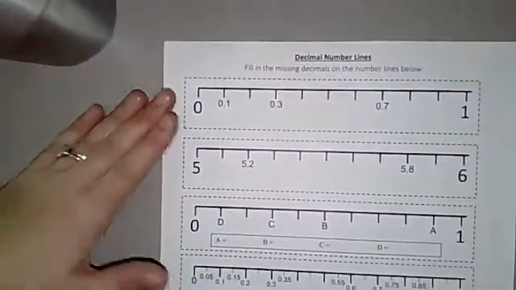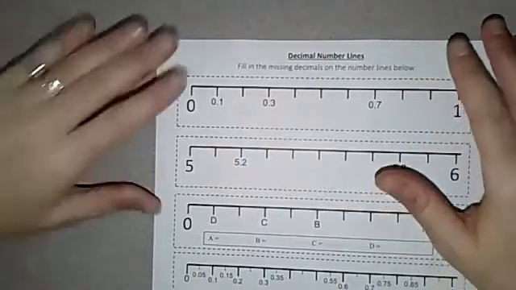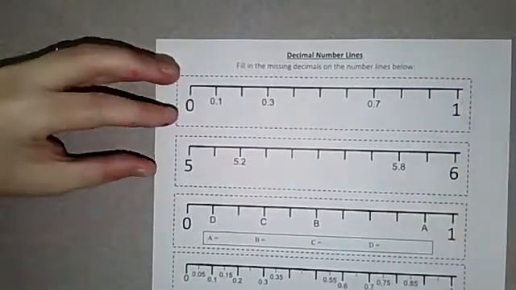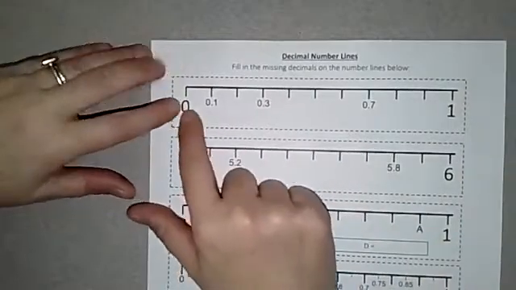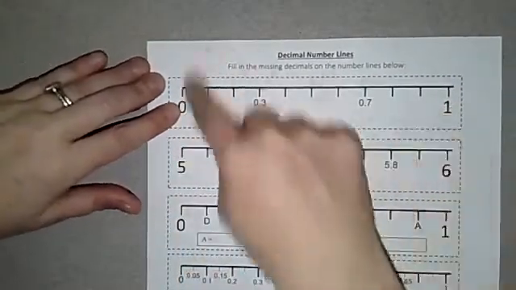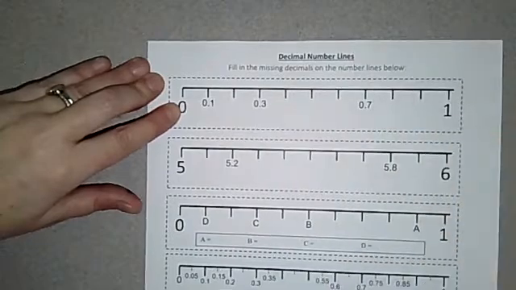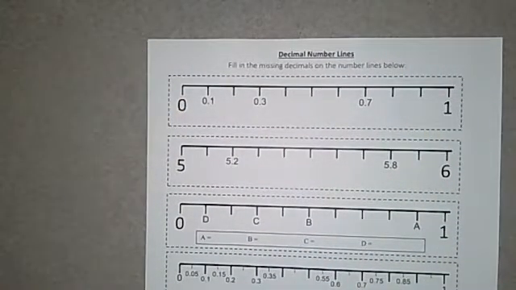Here we go. All right, so when we're working on decimals, y'all understand that decimals are pieces of a whole. We've talked a lot about that, okay? So if you've got a number line that has 0 to 1 and it's divided into 10 equal pieces, each piece is a tenth. So let's get that filled in.